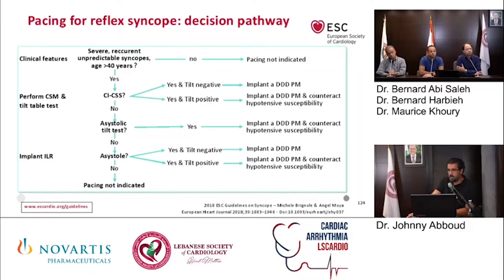And usually we implant a dual chamber pacemaker. It's better than the single chamber with the feature that you can accelerate the atrial pacing whenever you have bradycardia. So sudden bradycardia, your pacemaker will fire at a faster rate to try to avoid the syncope.